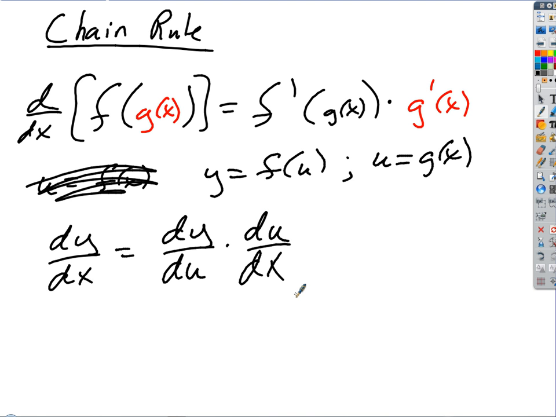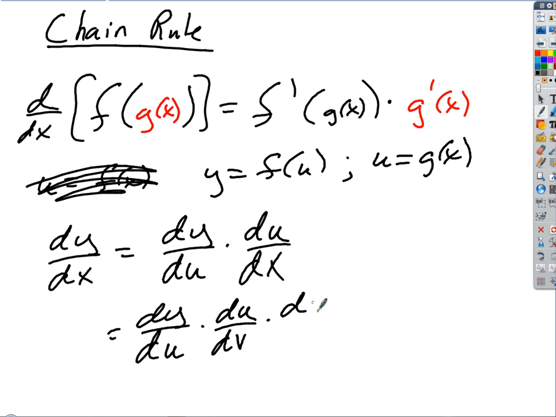Yes, du dx. And if we had a whole string of things, say y was linked to u, and u was linked to v, and v was linked to x, we could just string together a whole series of derivatives like that, couldn't we? Something like dy du times du dv times dv dx. You see what I'm saying?